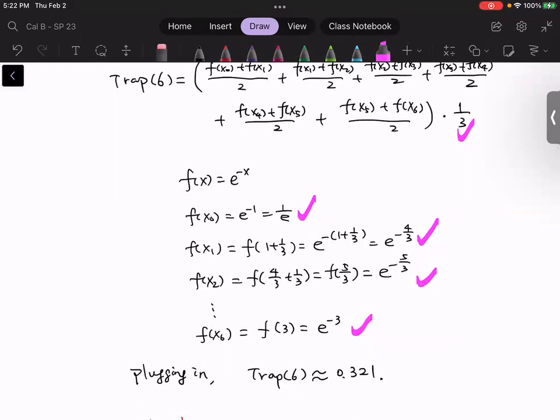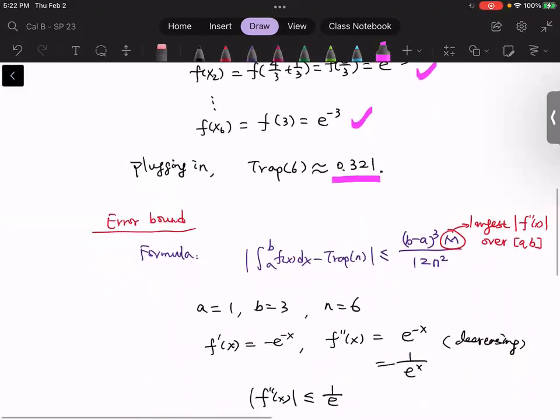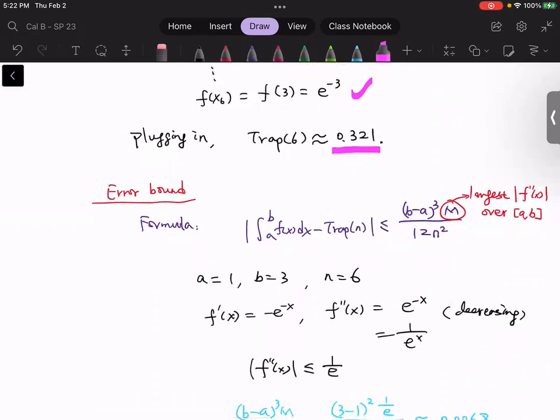Okay, now plugging in all these values, most likely we will get an answer like this one, approximately 0.321. Okay, next I would like to mention the error bound. We do have a formula to measure the error between the exact value and the approximation. It seems that we have an upper bound to control it. We know almost every constant: b, a, n. Moreover, we have a number M.